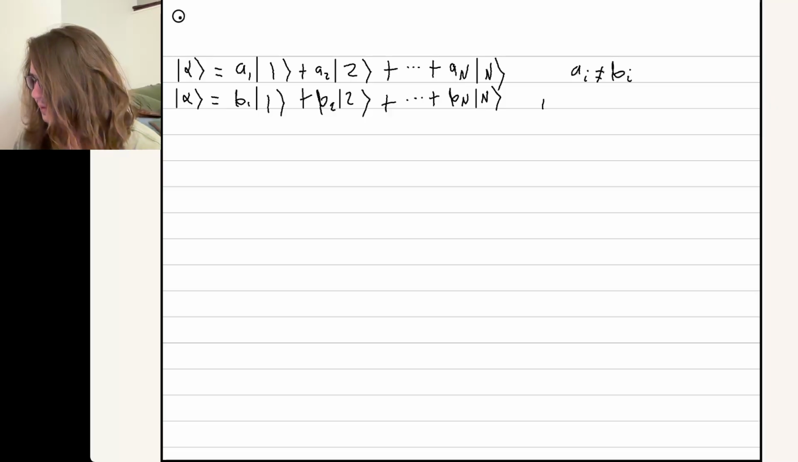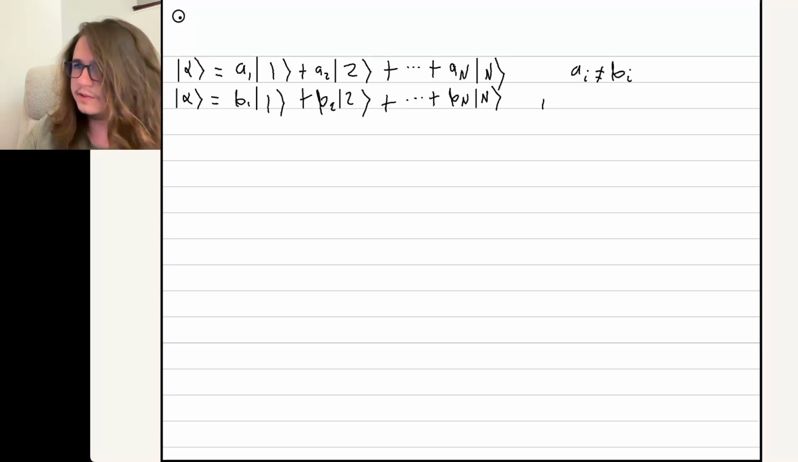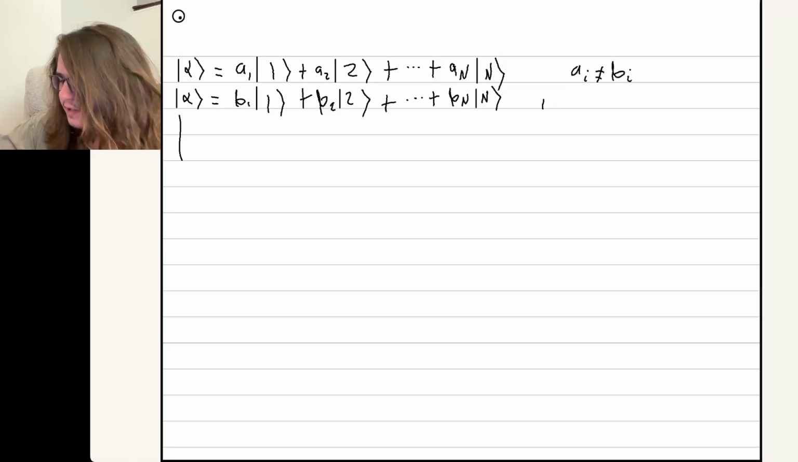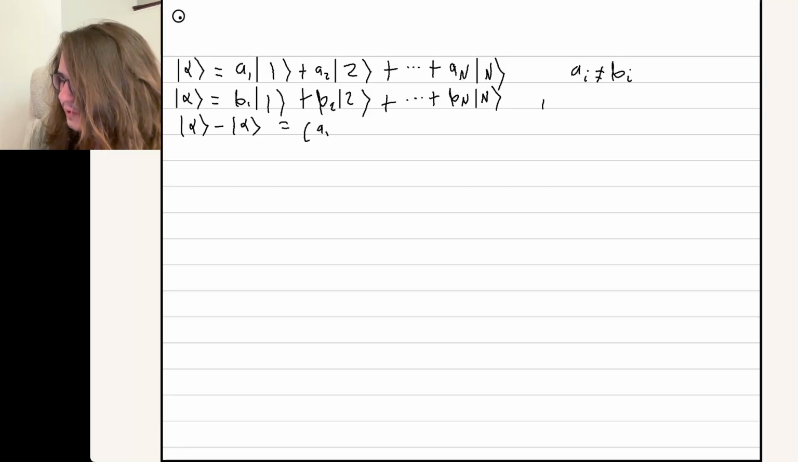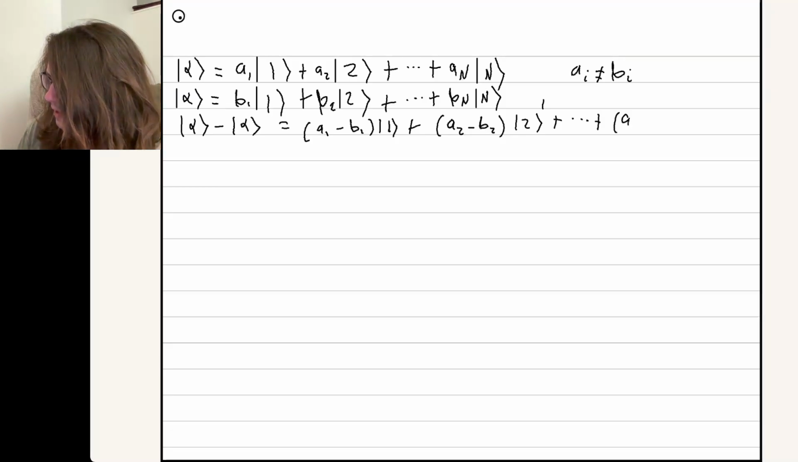But what we can do here is take both of the equations and subtract the second equation from the first. So on the left-hand side, you would get the vector alpha minus the vector alpha. On the right-hand side, you would have a1 minus b1 times the vector 1 plus a2 minus b2 times the vector 2, and on until an minus bn times the vector n.